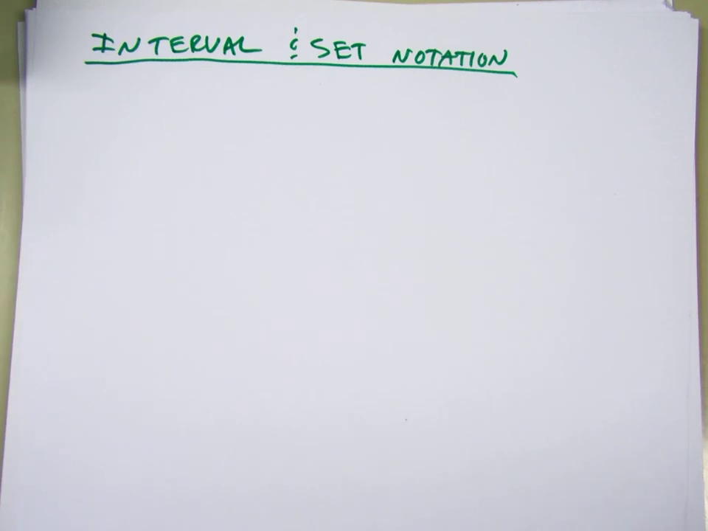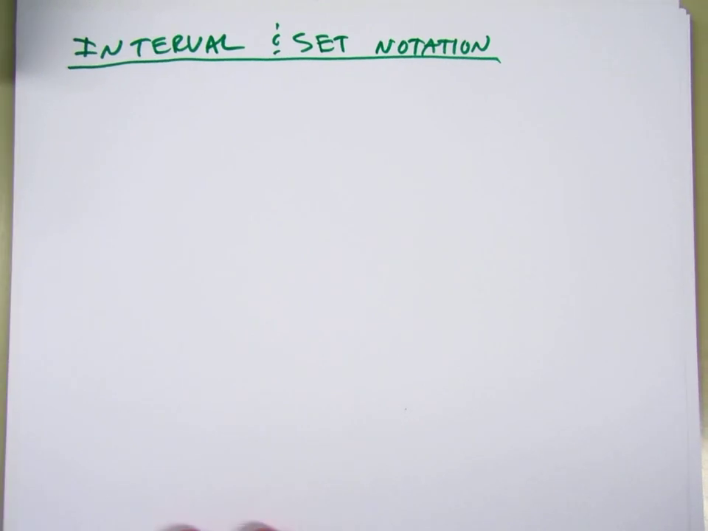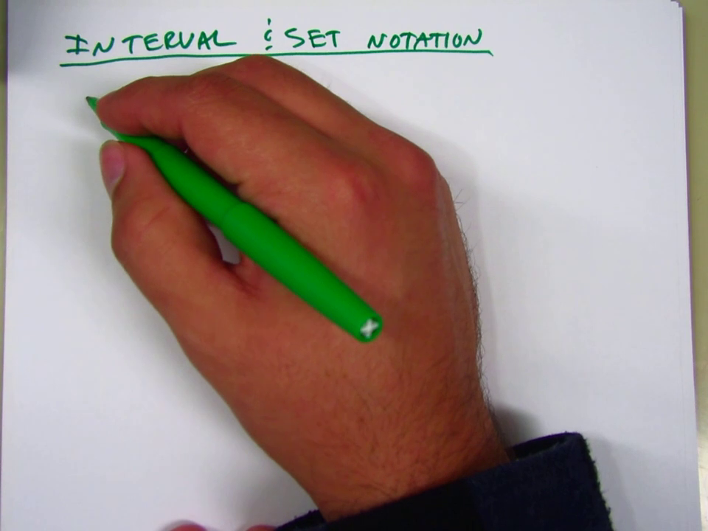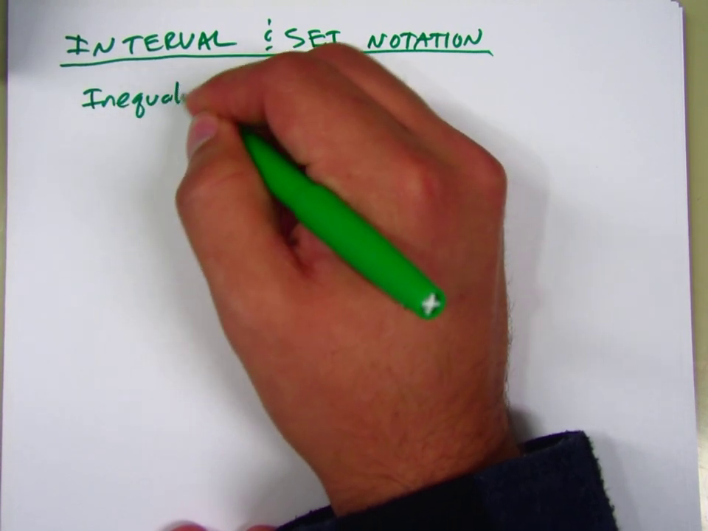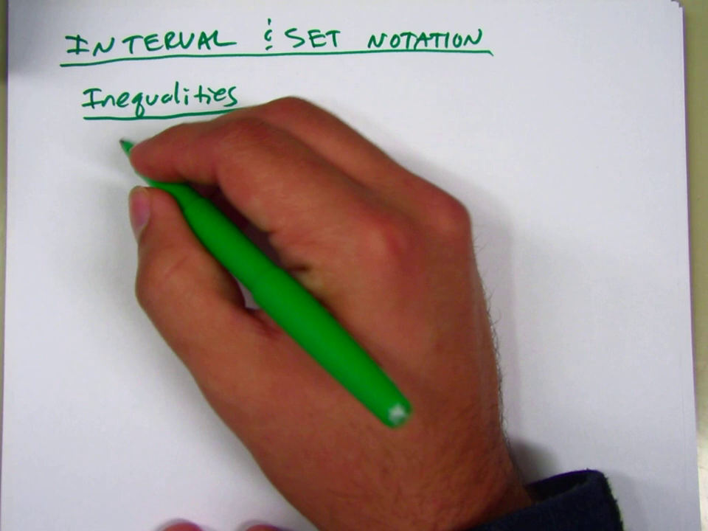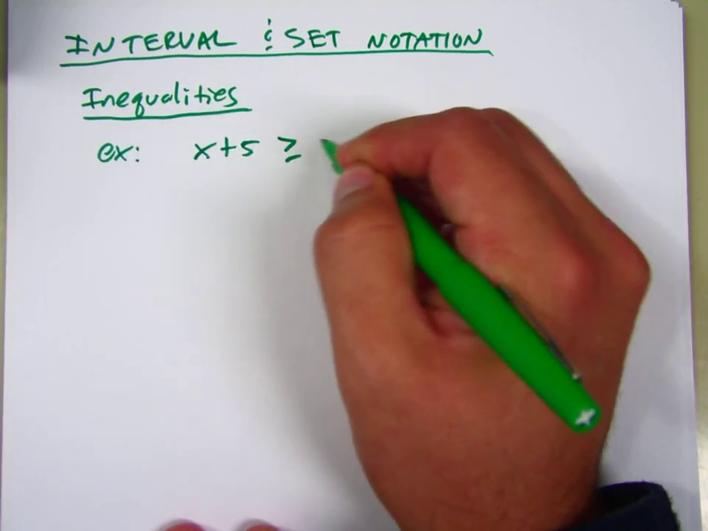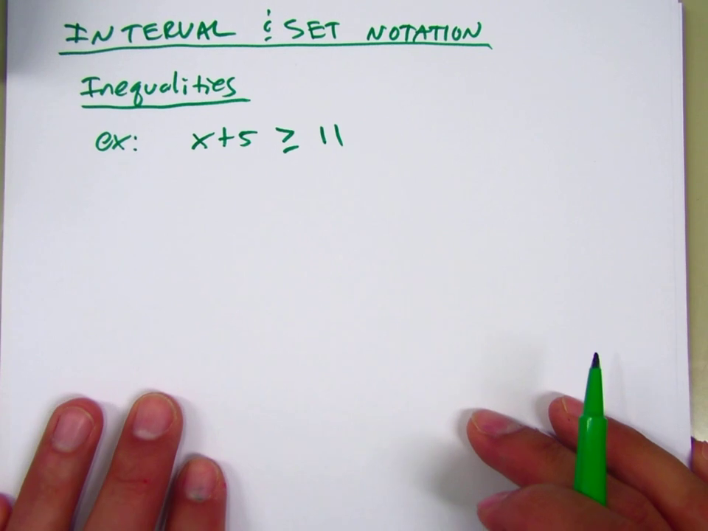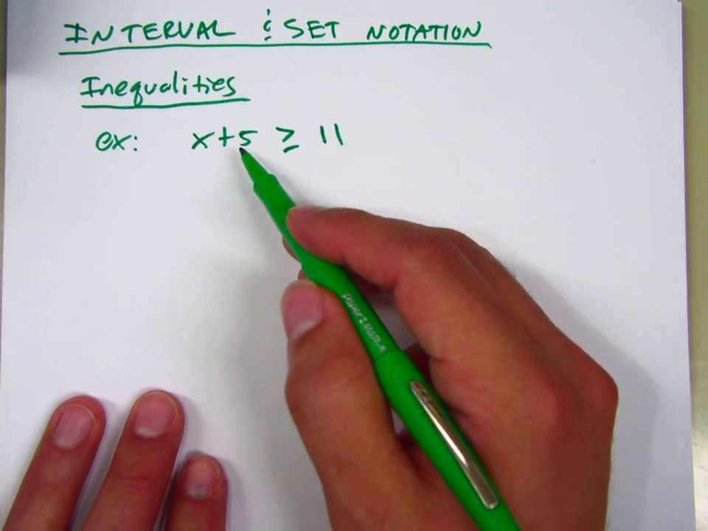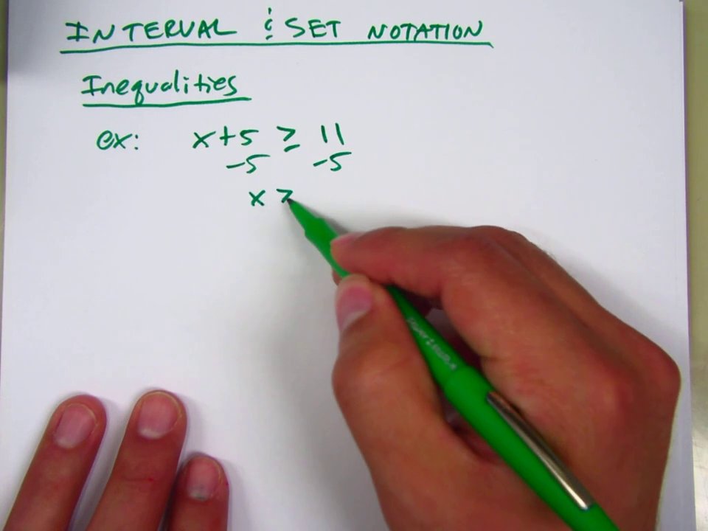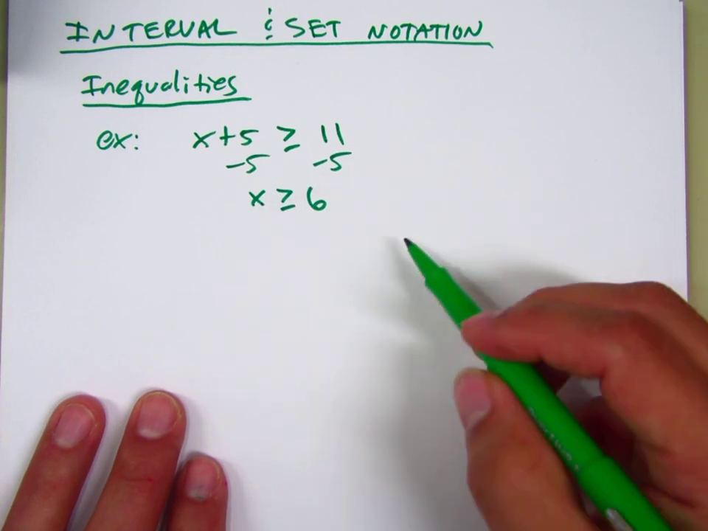But basically, I just want to introduce a couple of things that you're probably not used to seeing, but you're probably used to solving these inequalities anyway. So let's start with something basic. For inequalities, let's say you have something like x plus 5 is greater than or equal to 11, and you wanted to solve this. You solve this just like a normal equation, right? So you just subtract 5 on both sides, and then you get x is greater than or equal to 6.